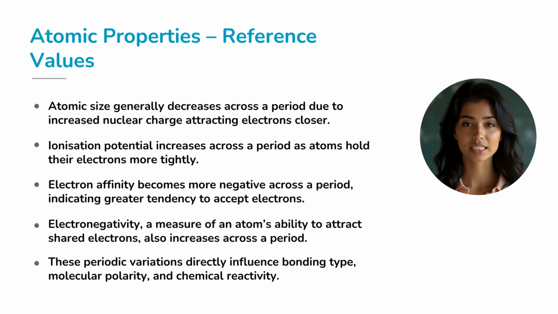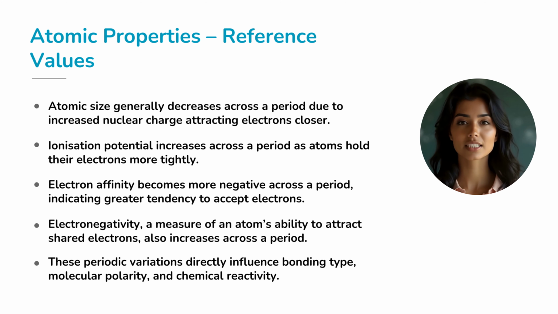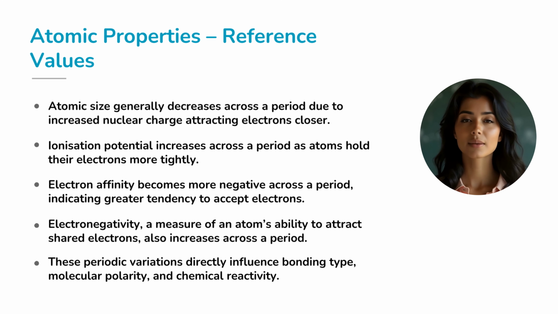Let's dive into some key values that help us understand the behavior of elements. First, atomic size. As we move across a period, atomic size decreases because the increasing number of protons pulls the electrons closer to the nucleus. On the other hand, moving down a group, the atomic size increases due to the addition of electron shells.